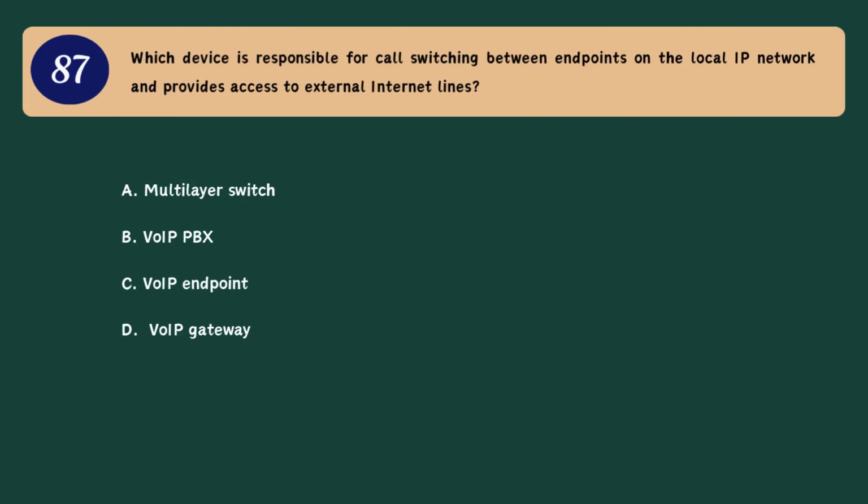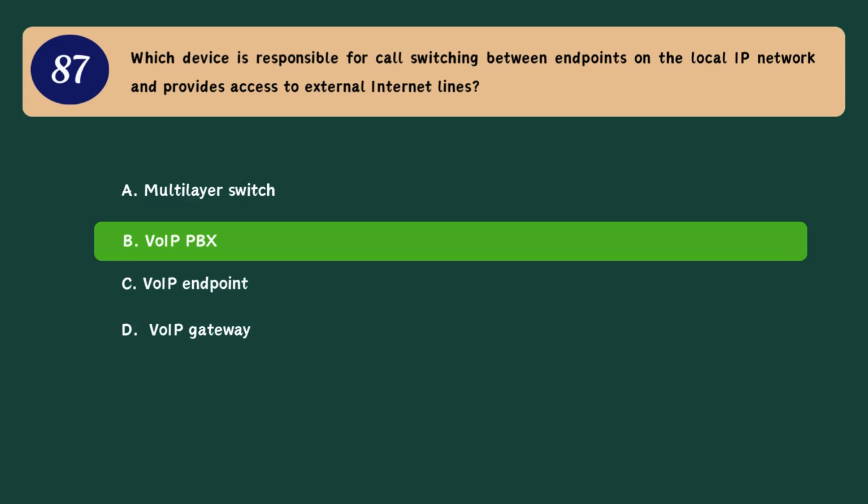Question 87. Which device is responsible for call switching between endpoints on the local IP network and provides access to external Internet lines? A. Multi-layer switch. B. VoIP PBX. C. VoIP endpoint. D. VoIP gateway. Correct answer. B. VoIP PBX.